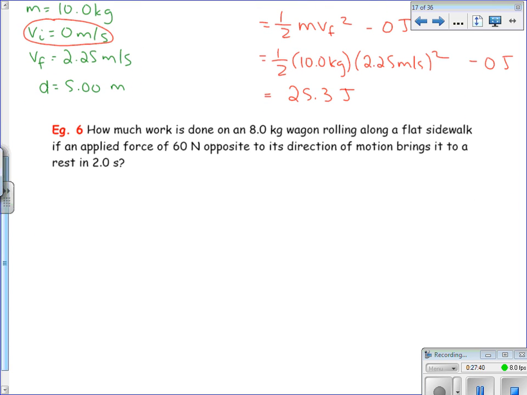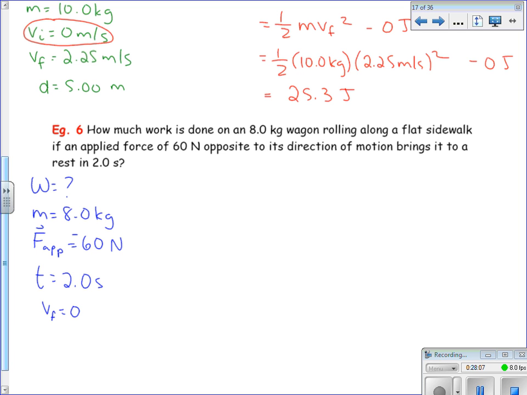Okay, and now a question that requires us to do a little bit more work here. We want to know how, sorry, no pun intended, how much work is done on an 8 kilogram wagon rolling along a flat sidewalk if we have an applied force of 60 newtons that acts opposite to its direction. So we're going to make that force negative, and it brings it to a rest in a time of 2.0 seconds. So we have VF is equal to 0. We don't know what VI is. Okay, that's all the stuff that we know.